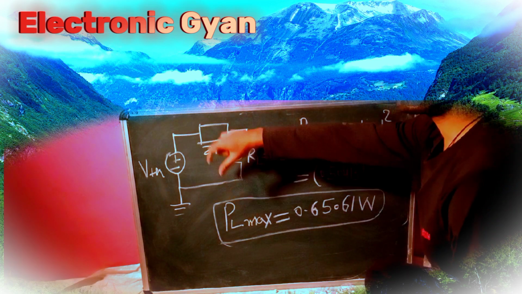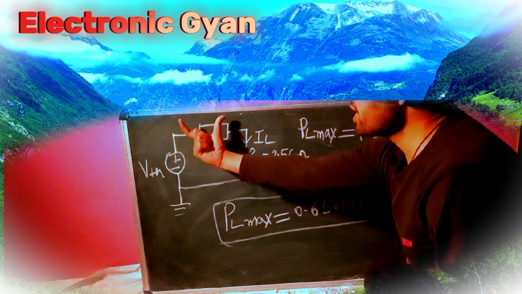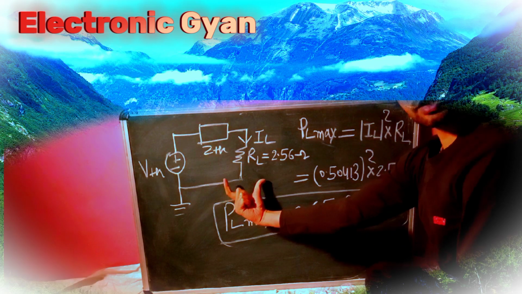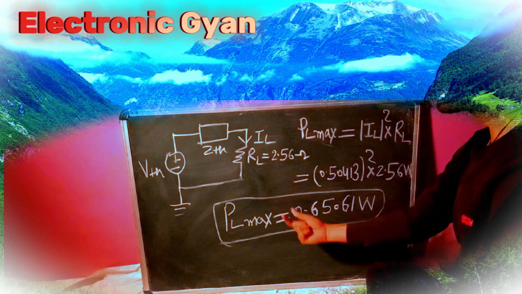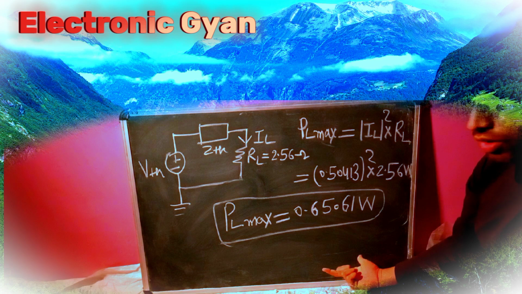After converting that AC complex circuit into the Thevenin equivalent, we got the maximum power that is delivered through this load as 0.65061 watt.